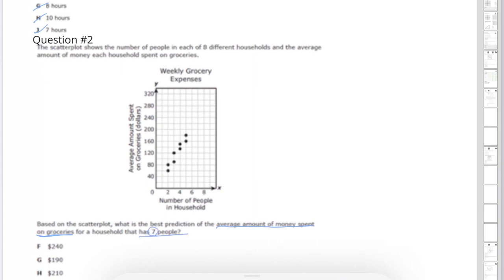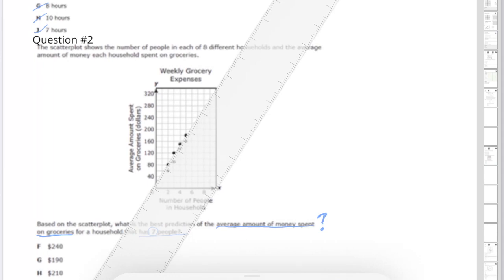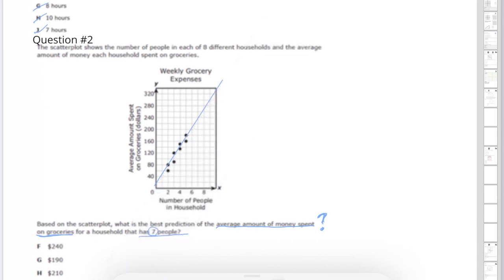So what is the average amount of money spent on groceries? That's what I'm trying to figure out: how much money are they spending on groceries? And I know the household is going to have 7 people. So the first thing I need to do is draw my trend line. Remember, I want half of the dots on one side and the other half on the other side of the line. And that looks like it is about as perfect as it's going to get. So I'm going to draw that line, and I draw it all the way up. So now I have my trend line.